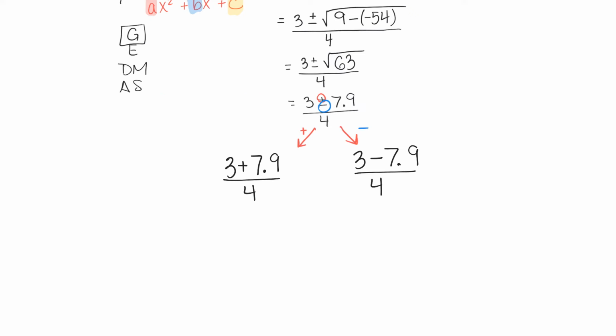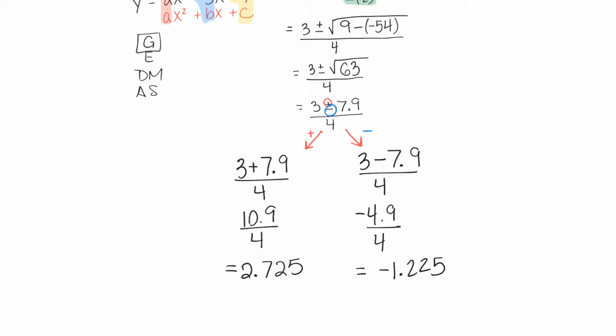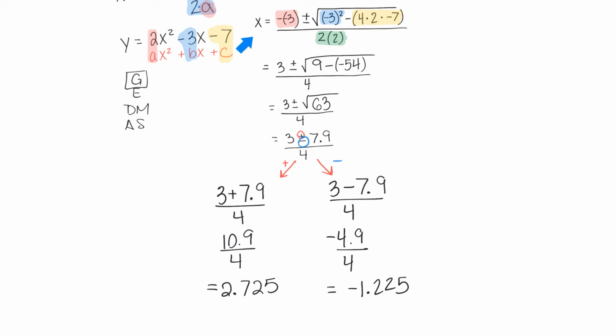So let's do this side first. 3 plus 7.9 is 10.9 divided by 4. And over here, 3 minus 7.9 is minus 4.9 divided by 4. Okay, and negative 4.9 divided by 4, I put that in my calculator, and I get negative 1.225. And then on this side, I'm going to say 10.9 divided by 4, and that's going to be 2.725.